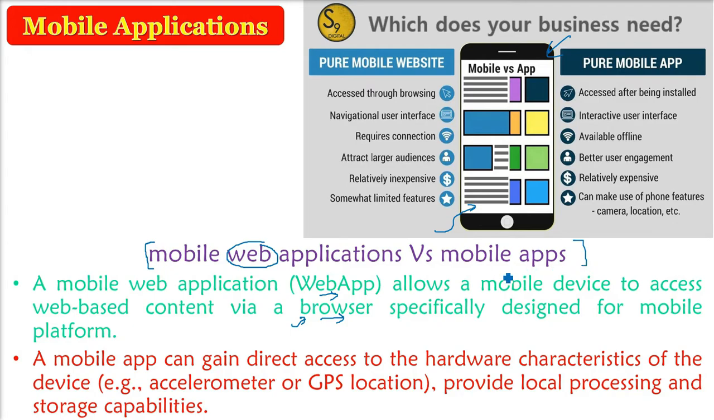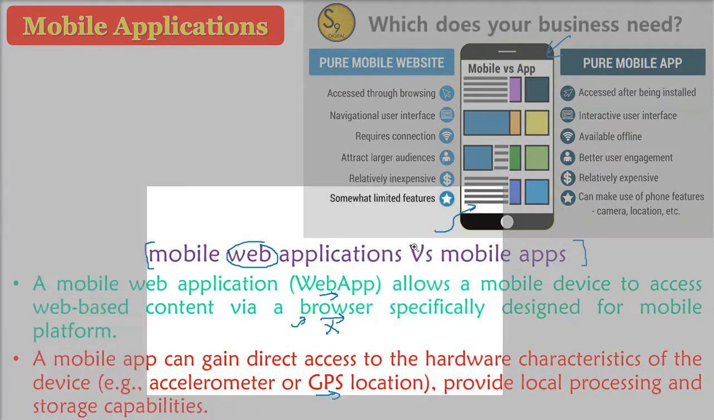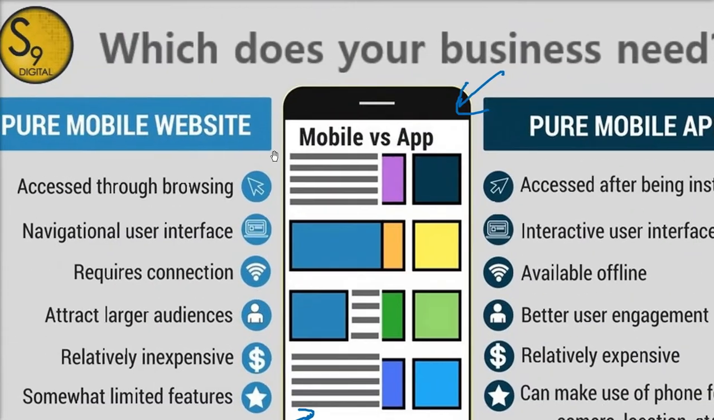Now coming to the mobile app, here we don't need a browser. The mobile app can gain direct access to your hardware, because a mobile has different hardware. For example, GPS is hardware, a camera is hardware, and along with this, for the mobile app the system will provide local processing and also the storage. So let us see the difference one by one.